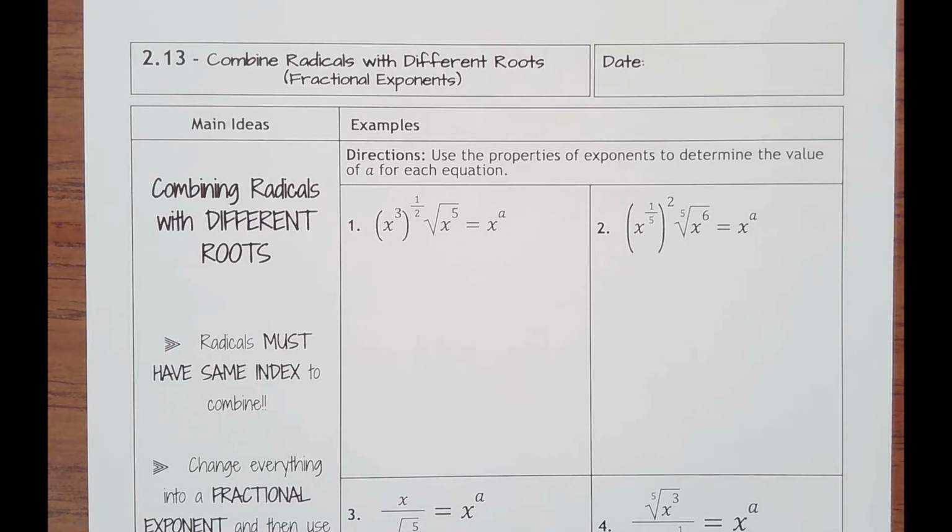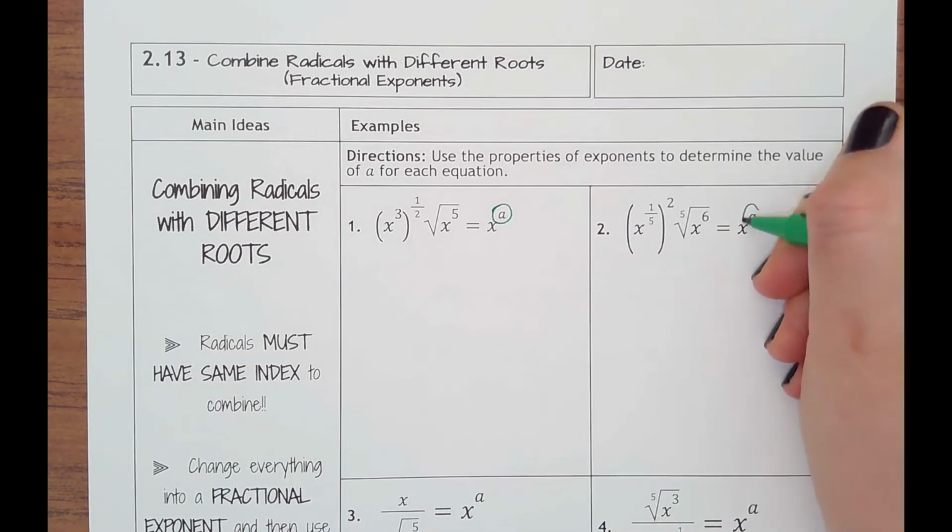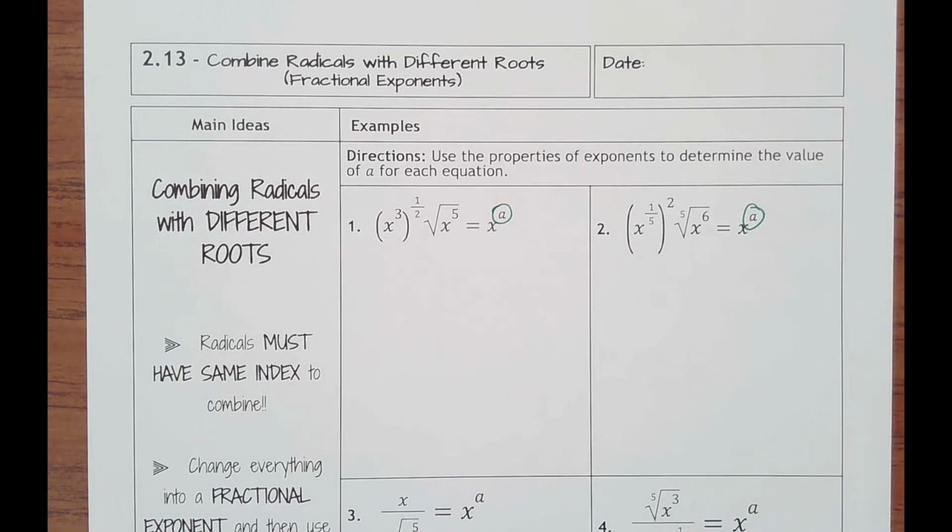Last lesson, 2.13, combine radicals with different roots. These are just fractional exponents, which we had in our last unit. It says use the properties of exponents to determine the value of a for each equation. So these are the ones we want. Just what the power is going to be once we simplify everything. Don't put in x with the power.